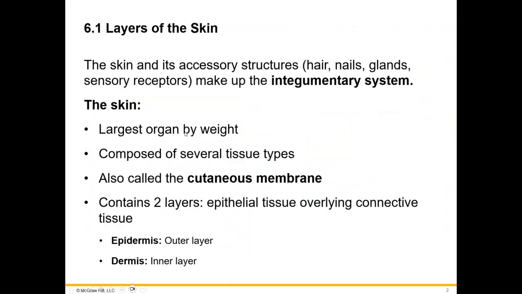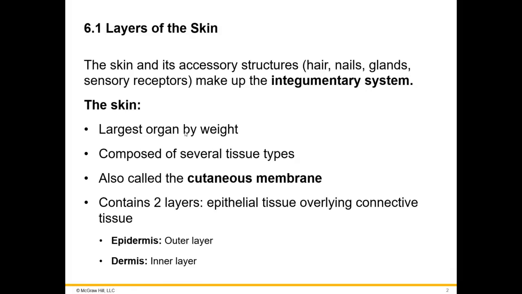Okay, so let's first talk about layers of the skin. And of course, we're talking about this stuff that covers our bodies. The skin and the accessory structures like hairs, nails, glands, sensory receptors, these are all part of the integumentary system. The skin, and you've probably heard this before, is really the largest organ, at least by weight, of your body. And it's composed of lots of different types of tissues, a lot of the ones we've already talked about. We also call the skin the cutaneous membrane.